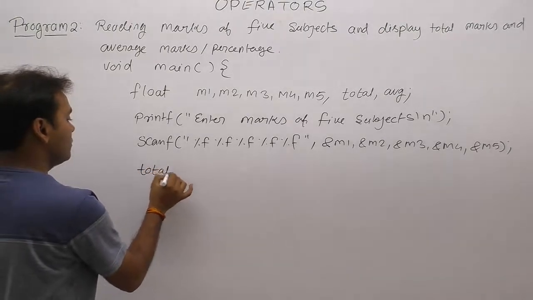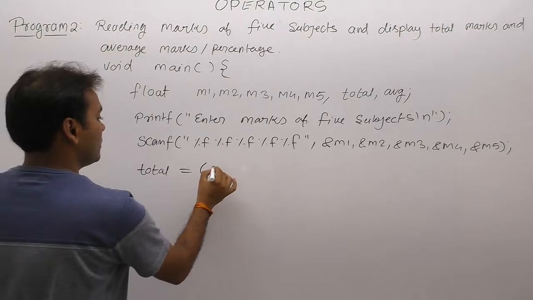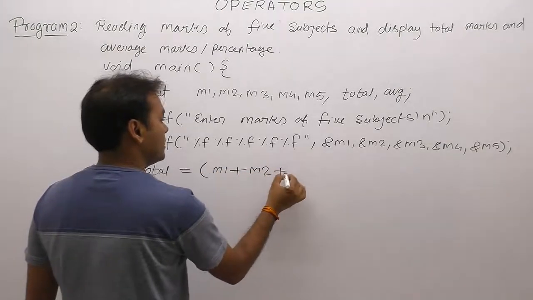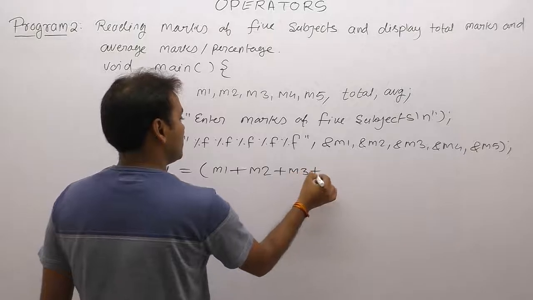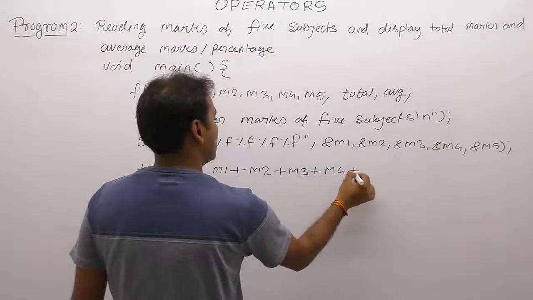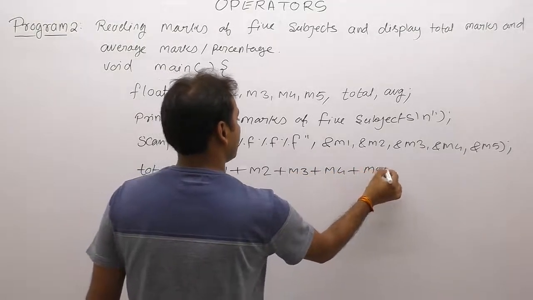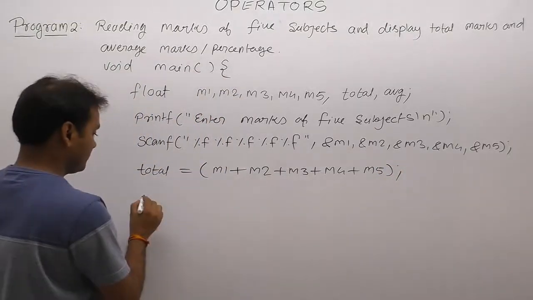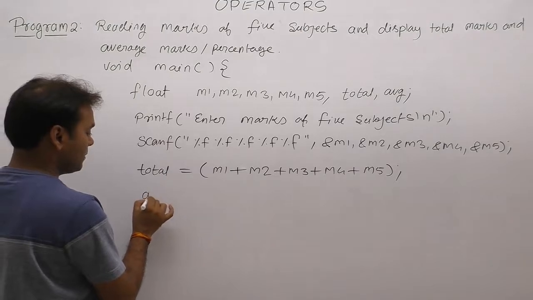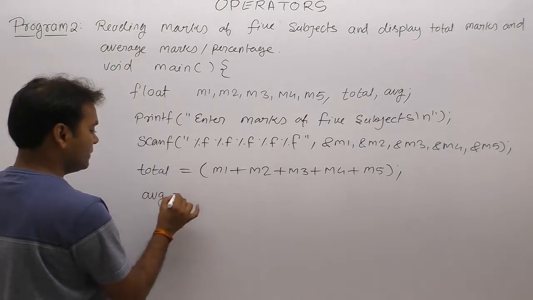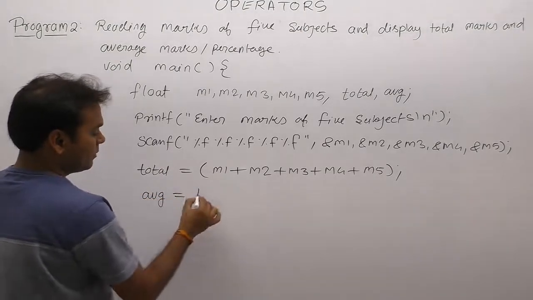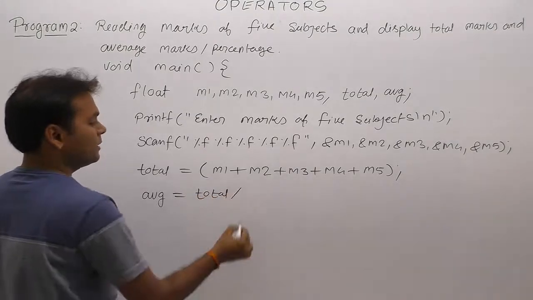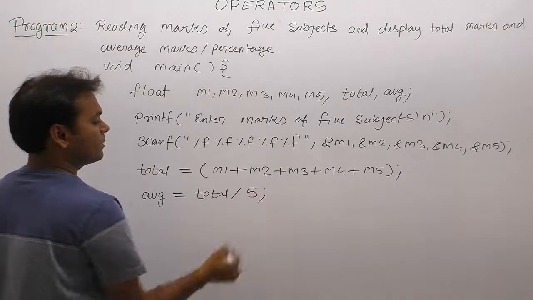Next one, here performing simply total same as previous, nothing new here. Total equals to M1 plus M2 plus M3, M4, similarly M5. Here bracket is not necessary. Next one, average. Average is equivalent to total of marks divided by number of subjects, 5.